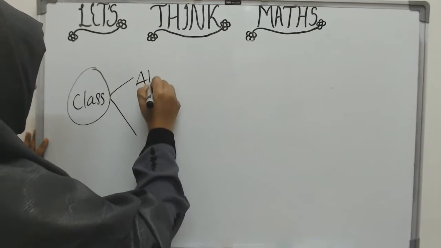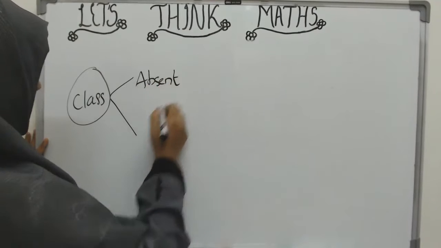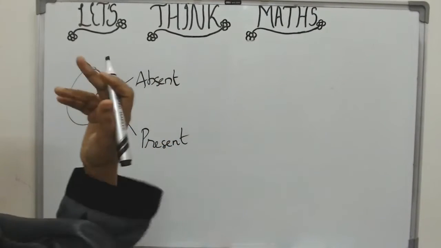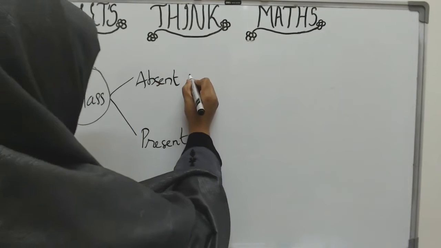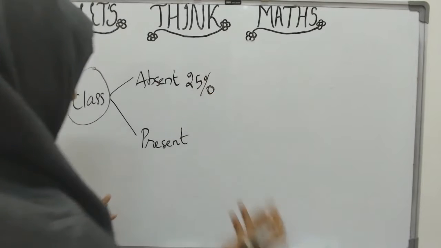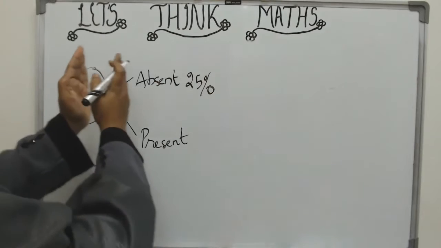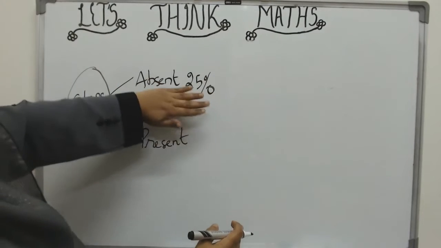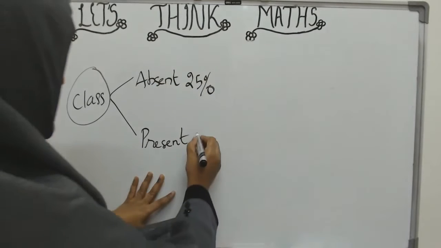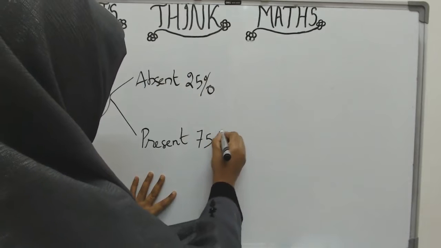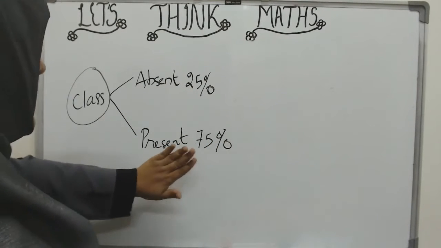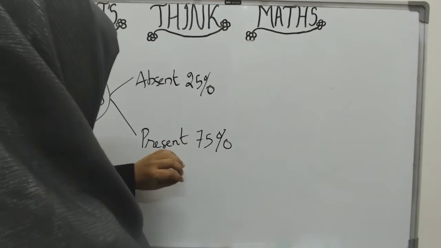Suppose those who are absent and those who are present. Right? So somebody tells me that the number of absent students is, say, 25%. So what does that mean? For every 100 students I take, 25 of them are absent. Then how many of them will be present? 75, right? Because 100 minus 25 will give you 75. So naturally 75 of them are present.